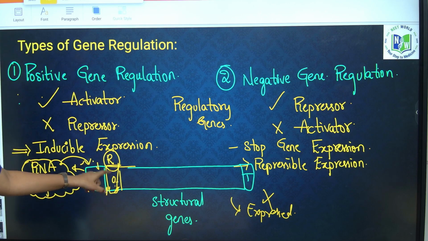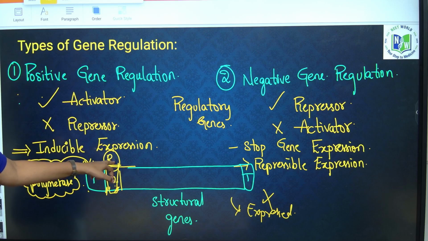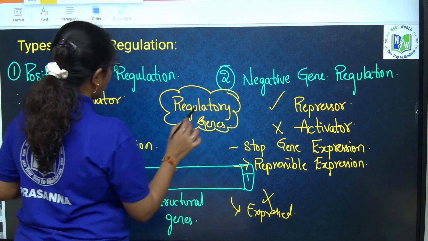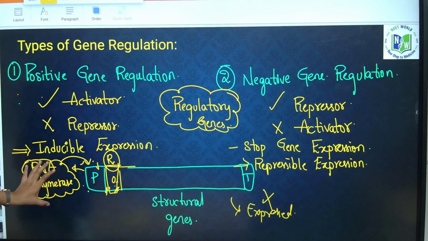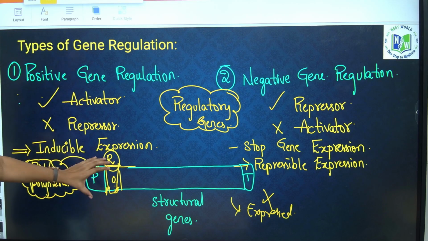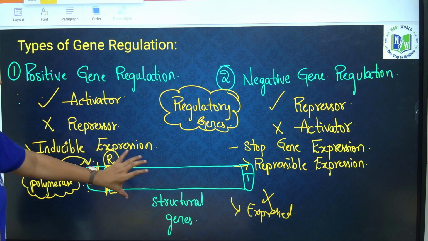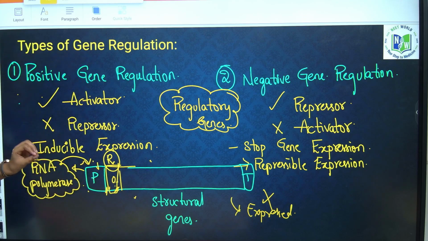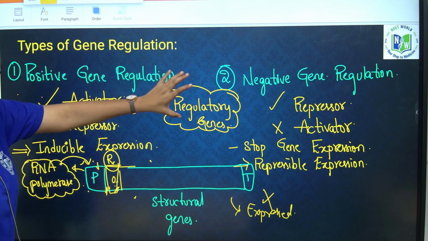Now, where are this activator and repressor being released from? Activator and repressor are released from regulatory genes which are far from the promoter region. Though they are far from the promoter region, they release the activator and repressor and regulate the gene expression. Is this clear, beta? Clear, right? Both positive and negative gene regulation.